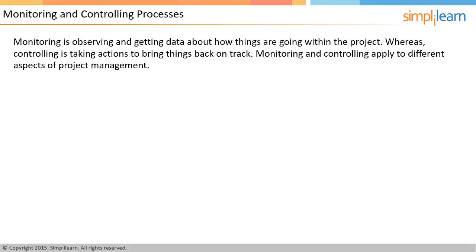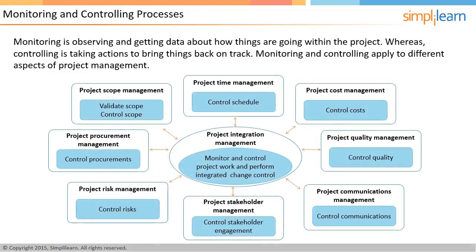Monitoring is observing and getting data about how things are going within the project, whereas controlling is taking actions to bring things back on track. Monitoring and controlling apply to different aspects of project management. The image shows the various areas of project management where monitoring and control applies. However, the knowledge area that has no corresponding control process is human resources, because human resources should be managed, not controlled. An important aspect of controlling is having an elaborate mechanism to handle changes.